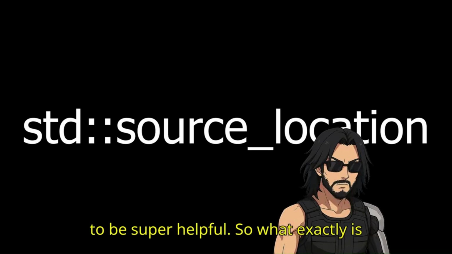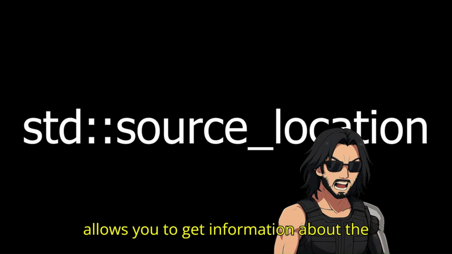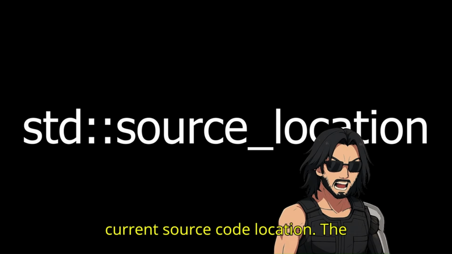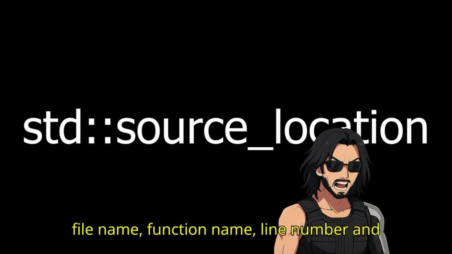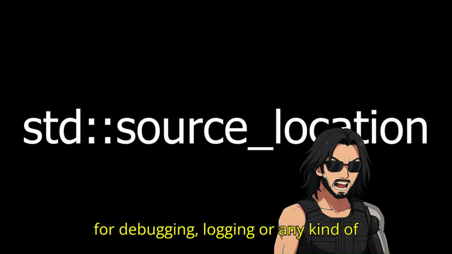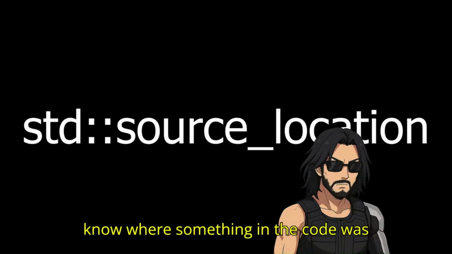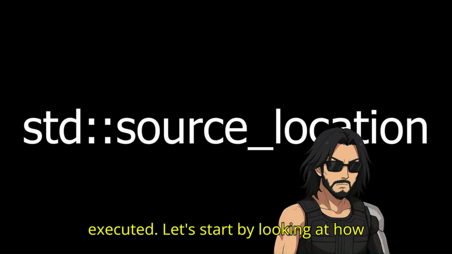So what exactly is std::source_location? At its core, std::source_location is a utility that allows you to get information about the current source code location: the file name, function name, line number, and column number. It's particularly useful for debugging, logging, or any kind of diagnostic information where you need to know where something in the code was executed. Let's start by looking at how to use it.